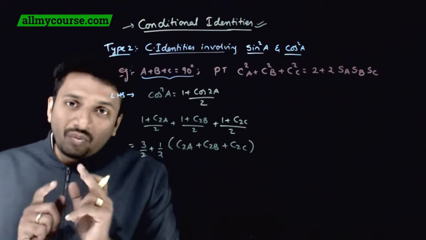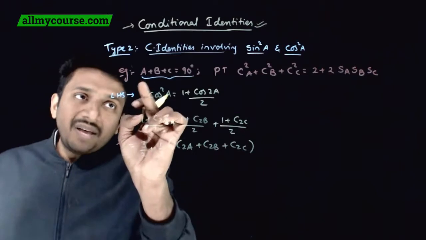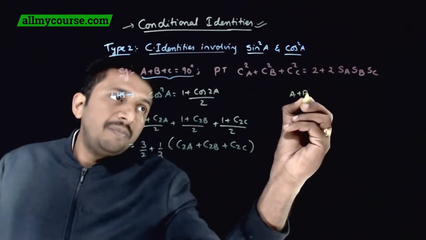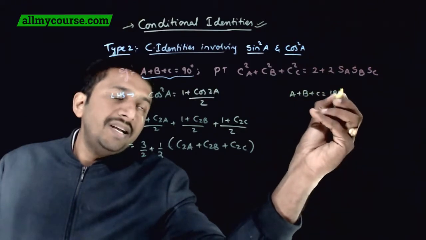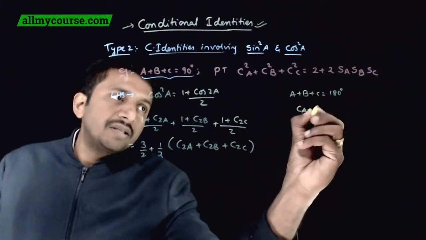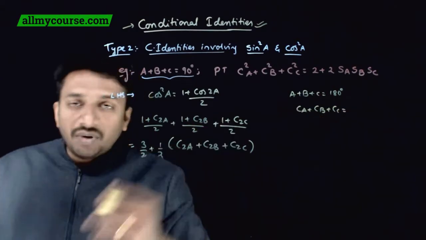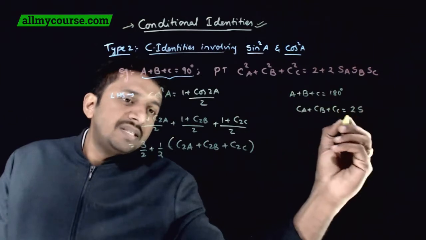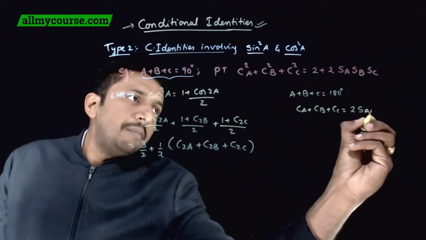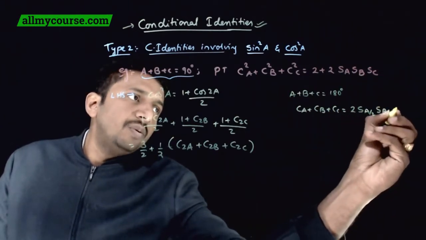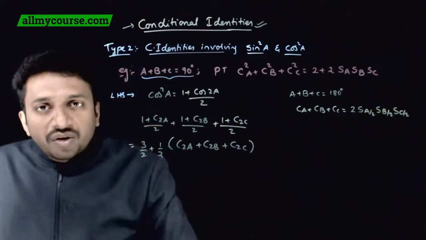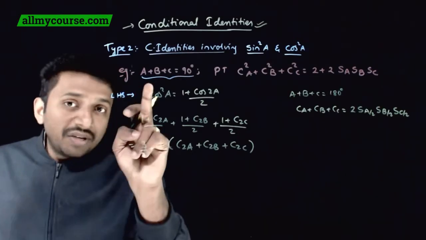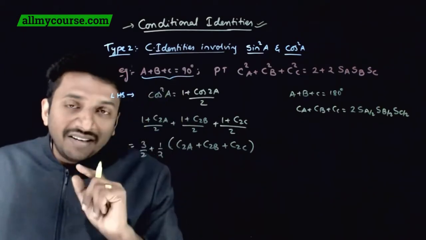What is the identity that I have derived there? If a plus b plus c is equal to 180 degrees, cos a plus cos b plus cos c is equal to 1 plus 4 sin a by 2 sin b by 2 sin c by 2, right? In the previous question, this is what we have derived. Now, is this applicable here? As you can see, a plus b plus c is equal to 90 degrees in this.